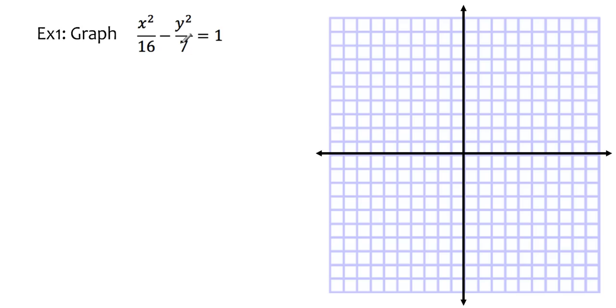We want to graph the equation x squared over 16 minus y squared over 7 equals 1. First thing I want to do is identify what type of conic section this is. Okay, I see that I've got my equals 1 on the right side, and the other important part I see is that I've got this subtraction here. All right, it's in standard form. Because of this subtraction, because of the equals 1, it's got to be a hyperbola.